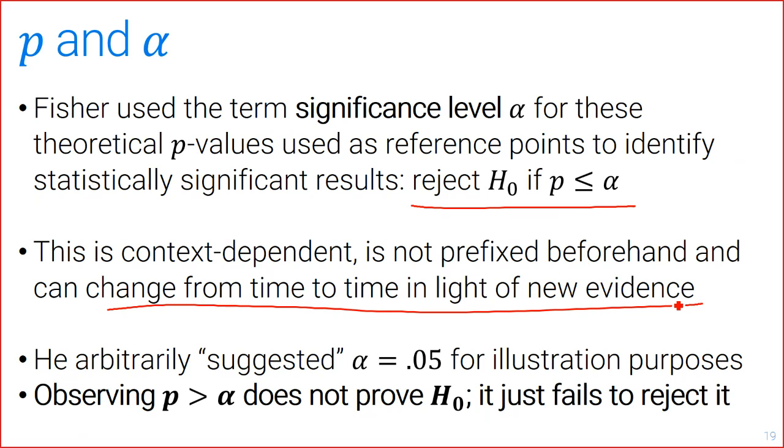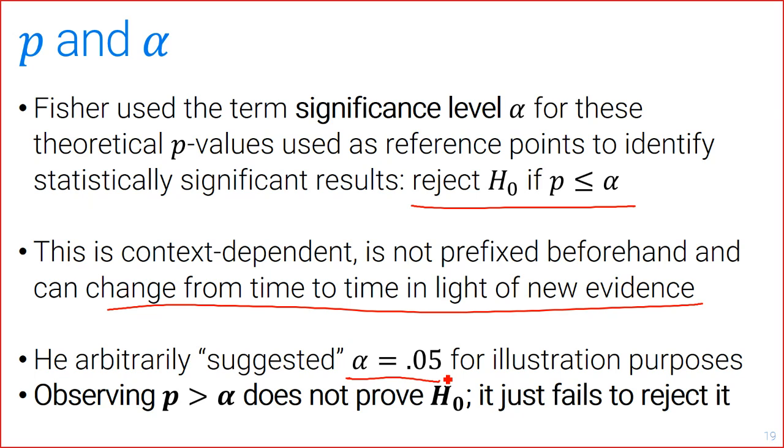More or less, he arbitrarily suggested a 5% threshold. If you read the book, it was actually just to make a point, but he never really suggested 5%. Nowadays, everyone uses 5% for some reason because of the book, but really he did not suggest anything.